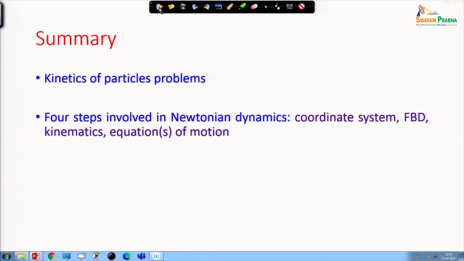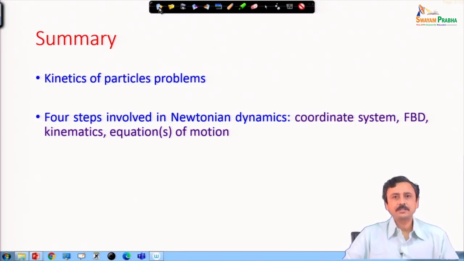So, to summarize, we have discussed a couple of problems involving these 4 steps in Newtonian dynamics. With that I will close this lecture.